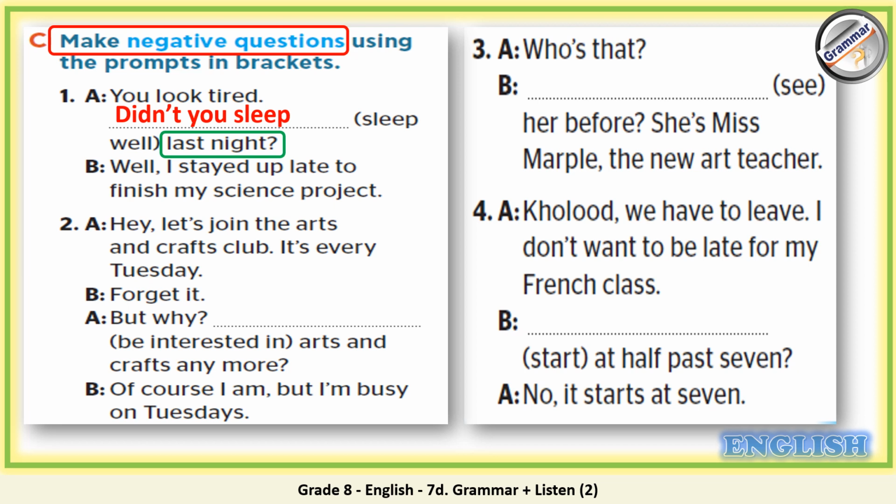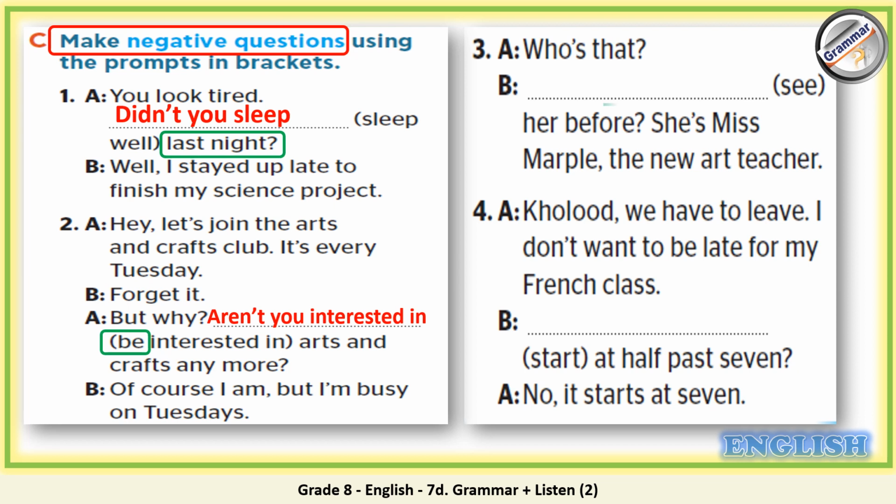2. A. Hey, let's join the Arts and Crafts Club. It's every Tuesday. Forget it. But why? Be interested in arts and crafts anymore? This means that we should use am or is or are. Aren't you interested in arts and crafts anymore? Of course I am, but I am busy on Tuesdays.